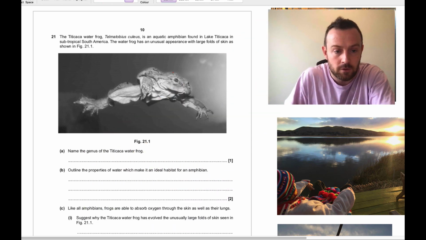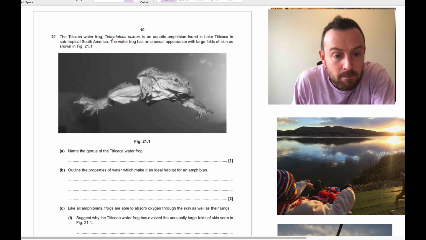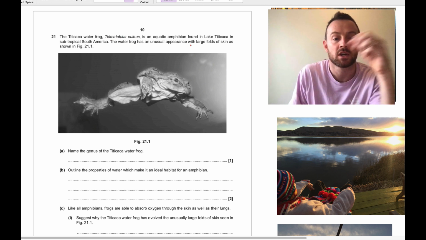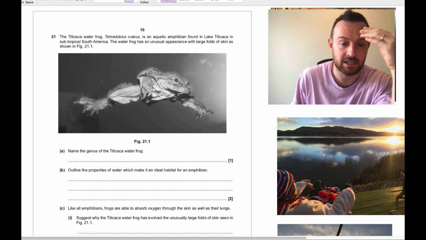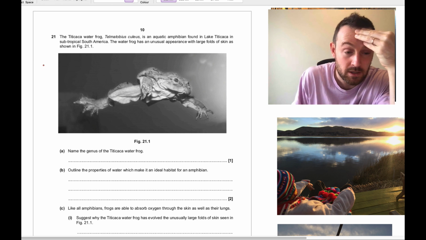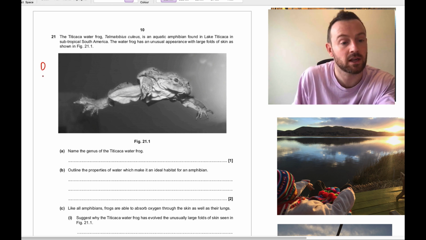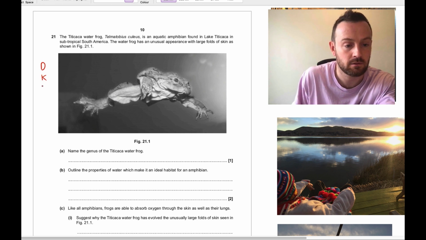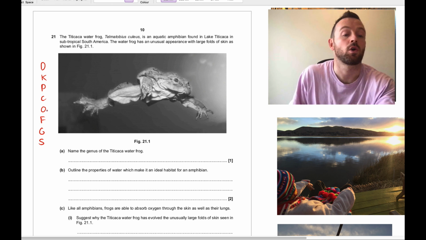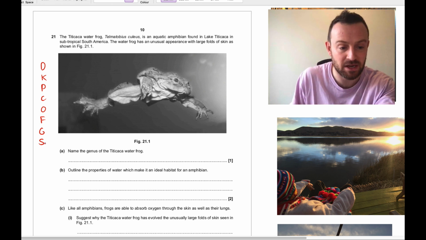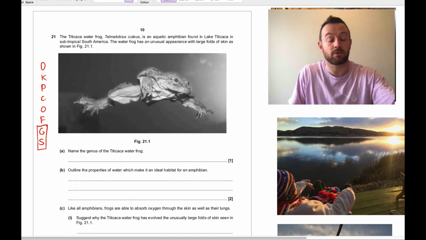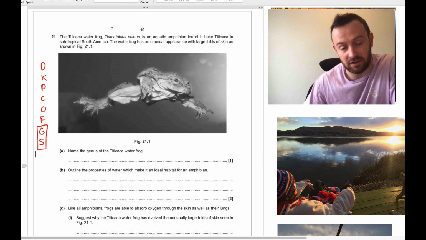So here's the frog. It is called Telmatobius culeus. It's an aquatic amphibian found in Lake Titicaca. Now, can you remember this mnemonic? Did King Philip come over from Great Spain? Domain, kingdom, phylum, class, order, family, genus, species. And it's the last two that form the name, the Latin name or the scientific name of the frog.